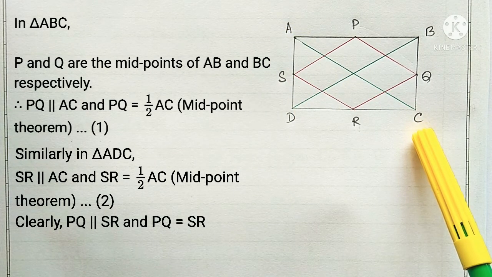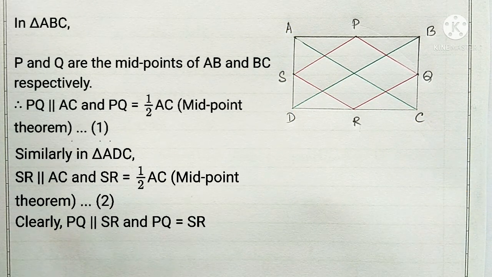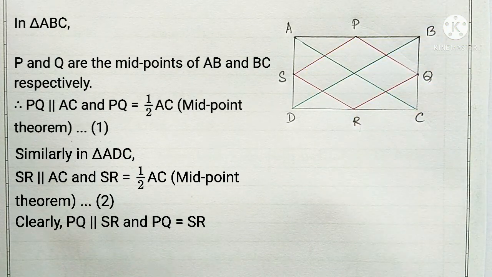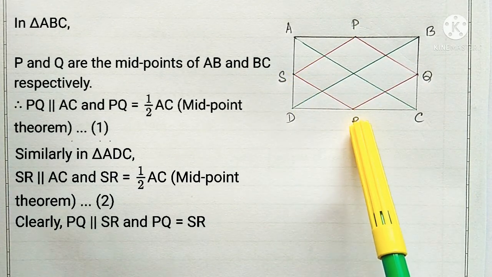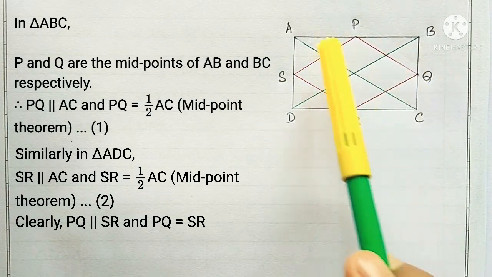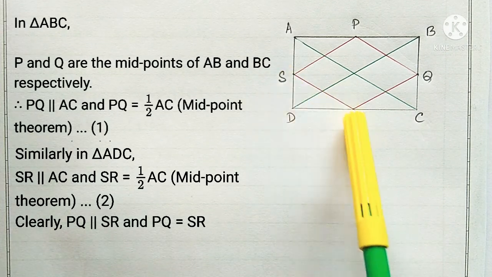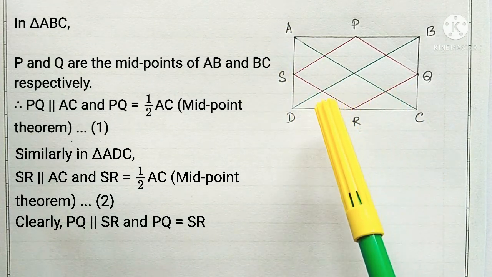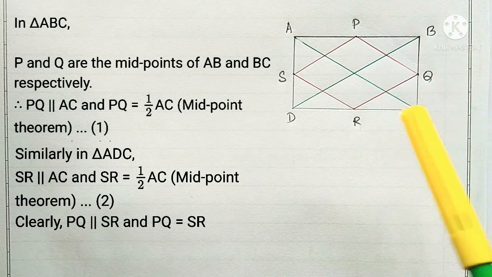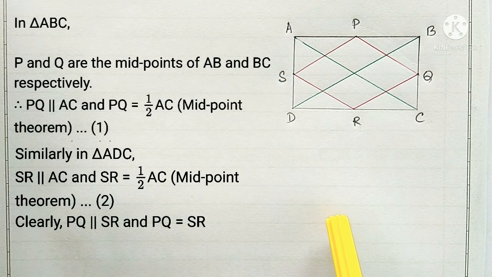So from here what we can say, easily we can say, already we have done this type of question, this PQ is parallel to SR. Is it clear? This PQ is parallel to SR as well as this PQ is equal to SR. Why? Because PQ is equal to half of AC as well as SR is also equal to half of AC. If both right hand sides are equal, then the left hand sides are also equal. So that's why here we write PQ parallel to SR as well as PQ equal to SR.